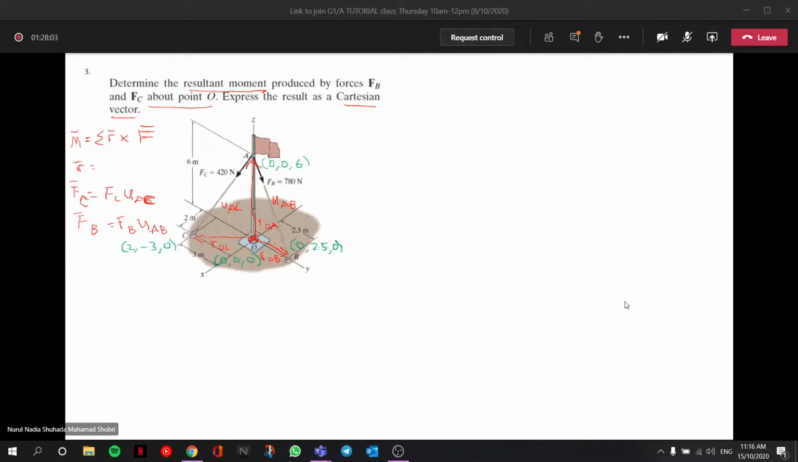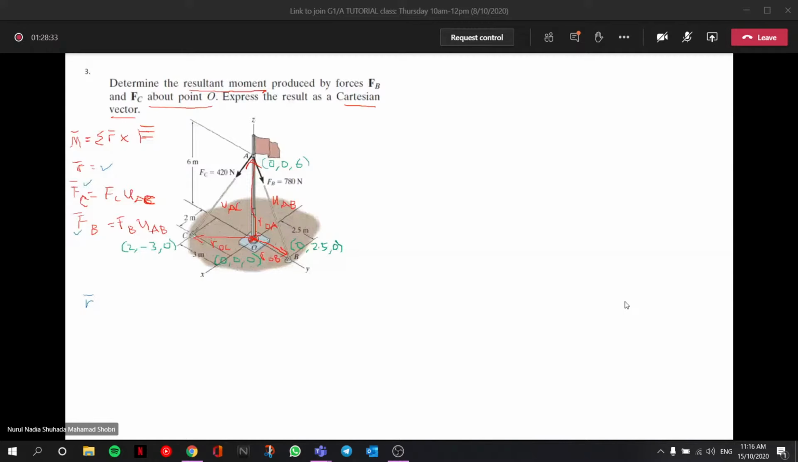Okay, so we will discuss the answer to question number 3 together. These are the items that we need to find first: the R vector, the F vector for force C, and the F vector for force B. We will solve the first part first, the R vector.